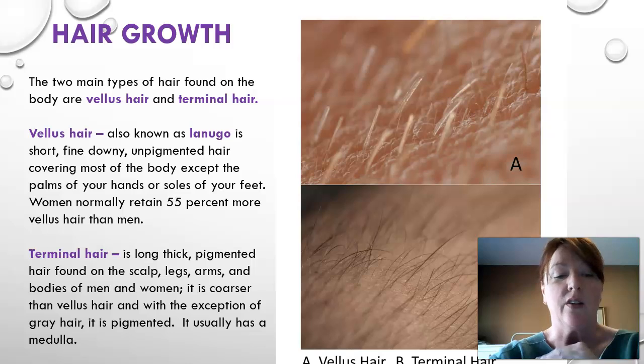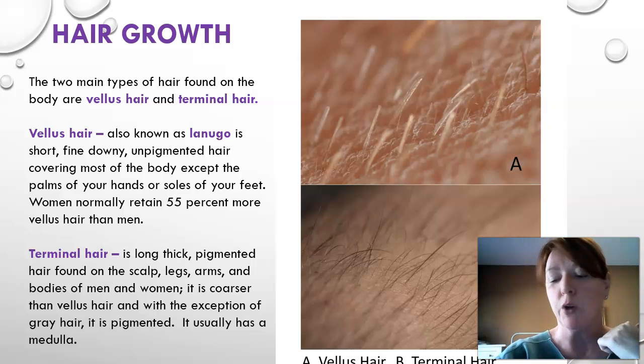Terminal hair is long, thick, pigmented hair found on the scalp, legs, arms, and bodies of men and women. It is coarser than vellus hair, and with the exception of gray hair, it is pigmented, and it usually has a medulla. So it's important to understand the difference between vellus hair and terminal hair.